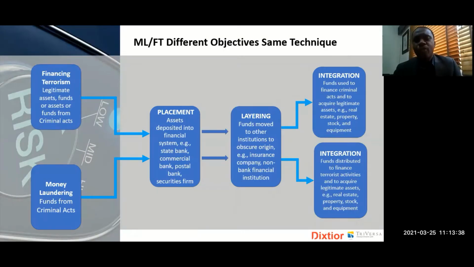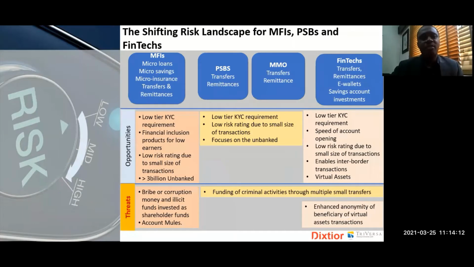And then layering, basically moving funds to other institutions to obscure their origin. Then we loan this money out or use it for investments and what have you, and the money becomes legitimized. And then it becomes integrated back into whatever the main objectives are for the people carrying out these acts. Now, this is an evolving environment, like Jide has said. The placement method, the layering method, and the method used for integration are changing. The whole risk landscape is also changing, especially for MFIs, PSBs, and fintechs.